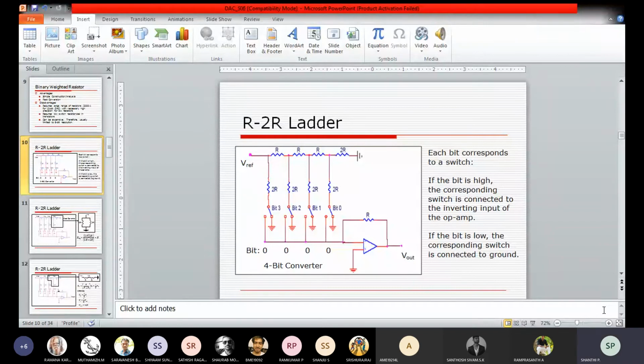Next, the R2R ladder network. The first one was binary weighted resistors. Here in the R2R network the circuit connections are changed a little. We have resistance R and resistance 2R, because 2000 times R is not possible. As resistance value increases, manufacturing cost also increases. That disadvantage of binary weighted resistors is overcome using the R2R ladder network.